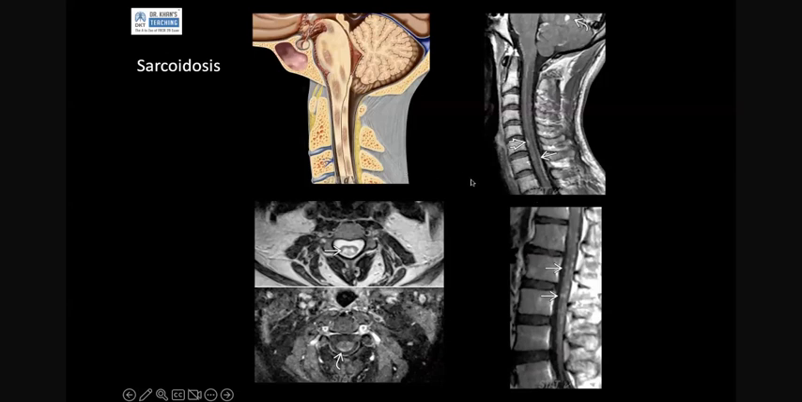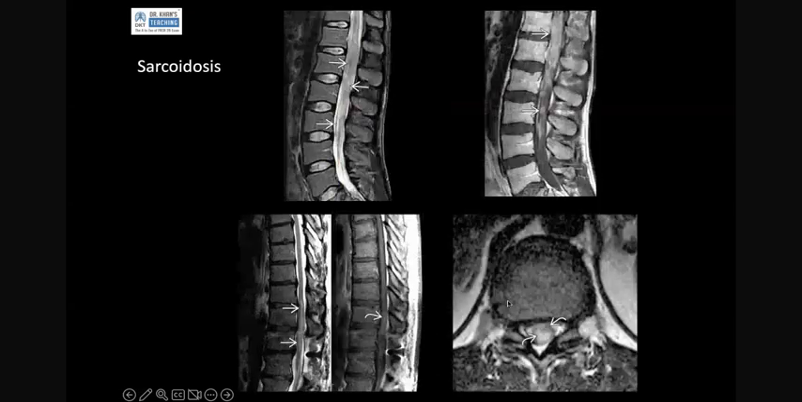This is from STATdx, and you can see multiple leptomeningeal pia mater enhancements, and look at these nodules sitting on the cauda equina. Another case of sarcoidosis, all of these are enhancing nodules.